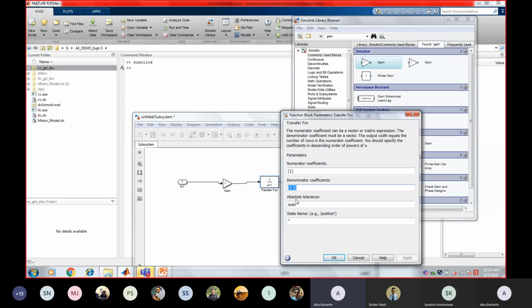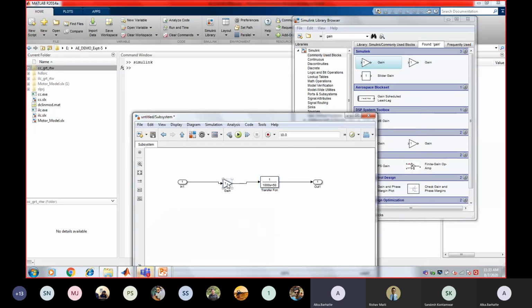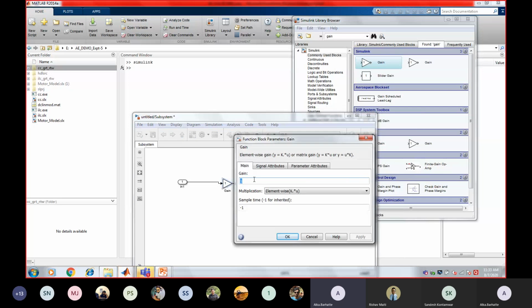Just change the coefficient values to 1000 and 50, representing the coefficient of your S and the constant. So instead of 1, that is b, the friction coefficient or the friction factor that we are getting. Once you set this, click on OK. And the gain we have to set is the force which is responsible to drive your vehicle.